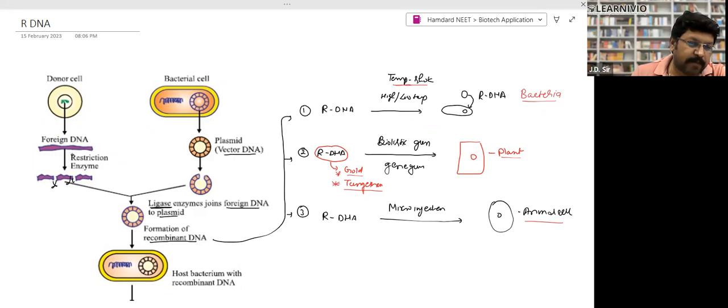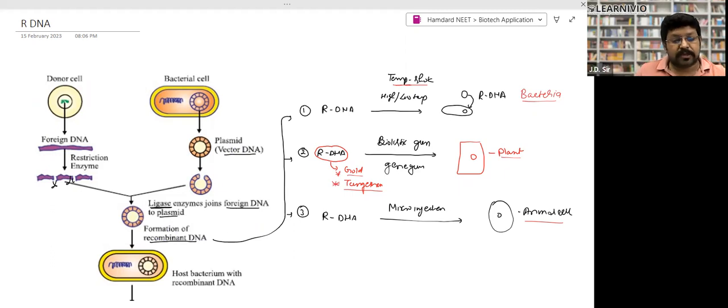We cut this foreign DNA with the help of a restriction enzyme. Again, the plasmid is taken out from the bacterial cell. The vector DNA is a plasmid. We cut the same plasmid with the same restriction enzyme. Ligation is done, the foreign DNA is admitted, and recombinant DNA is made.